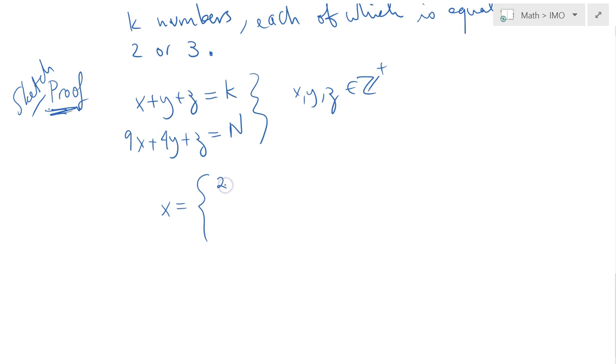So this is equal to 2 if n minus k is congruent to 1 mod 3. It's equal to 1 if n minus k is congruent to 2 mod 3.